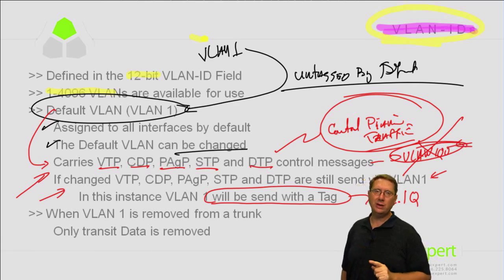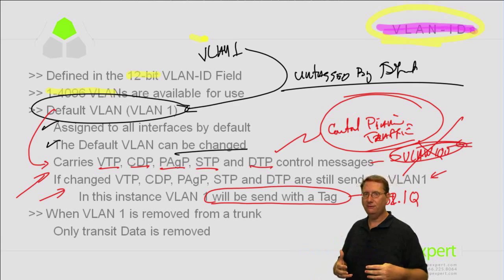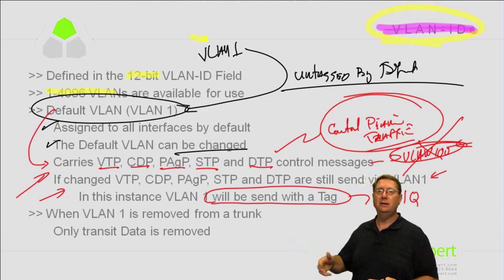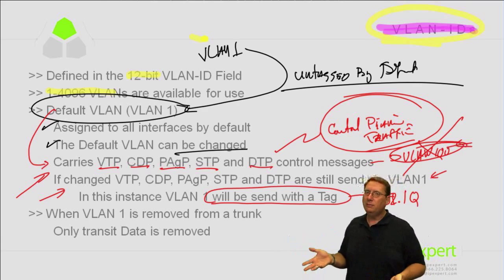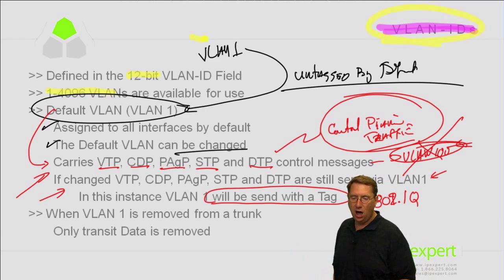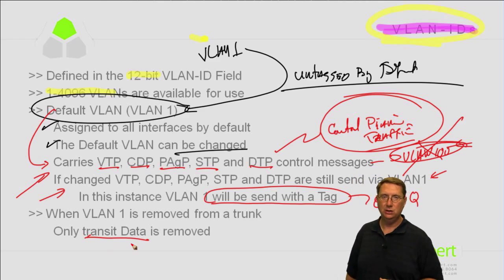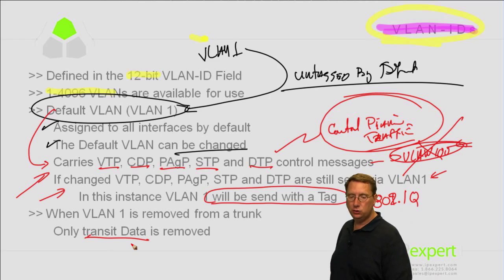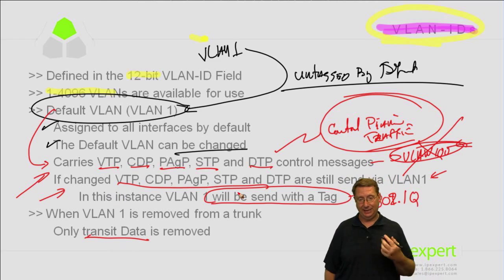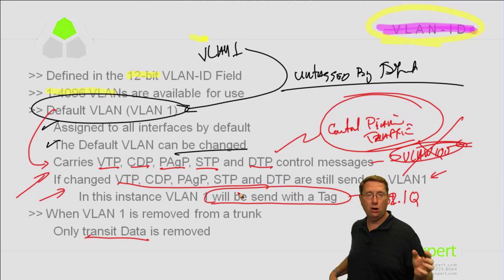No. Because if I remove VLAN 1, or any other VLAN for that matter, first of all, removing a VLAN from a link like that or a trunk is called minimization. Removing VLAN 1 is called VLAN 1 minimization. It's not too hard to remember that one. But the idea is that if I remove it from the trunk, I'm removing it for the purposes of forwarding data. It's not going to forward data frames, but it is still going to be sending the VTP, CDP, PAgP, STP, and DTP messages, just like it always would.